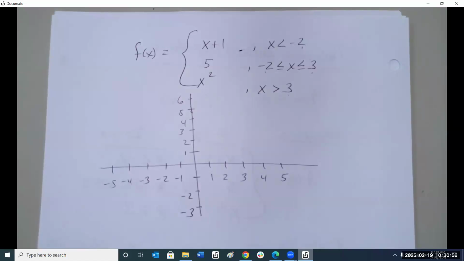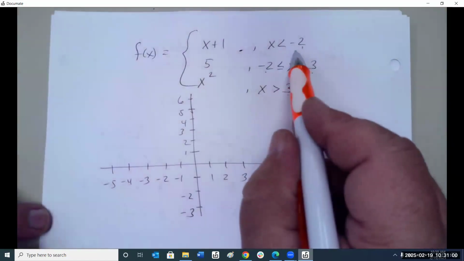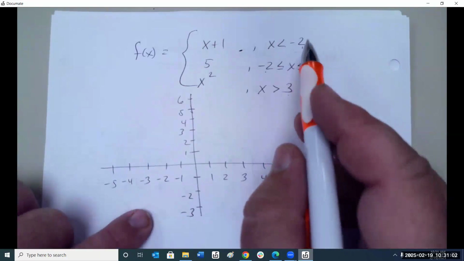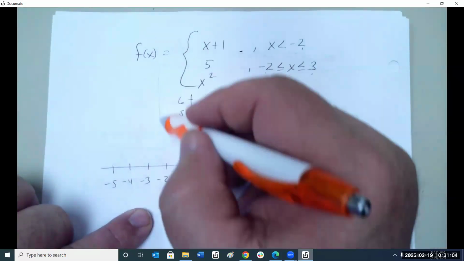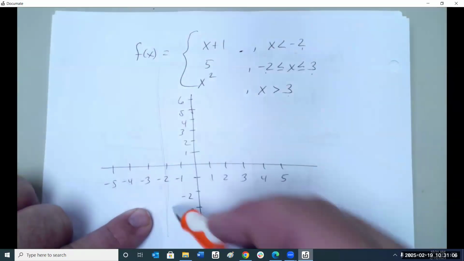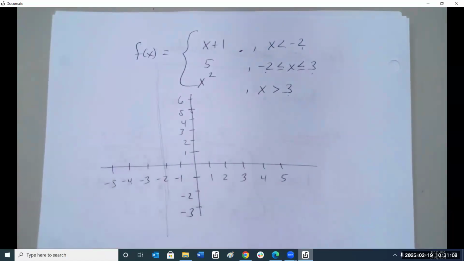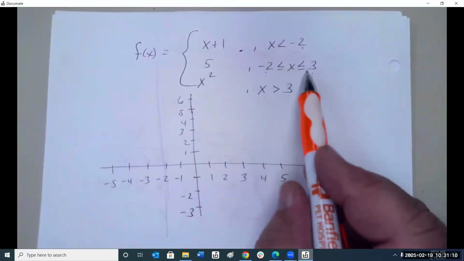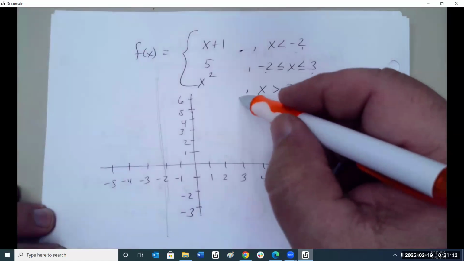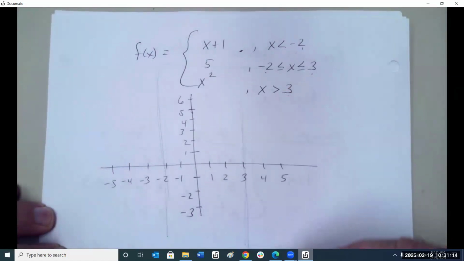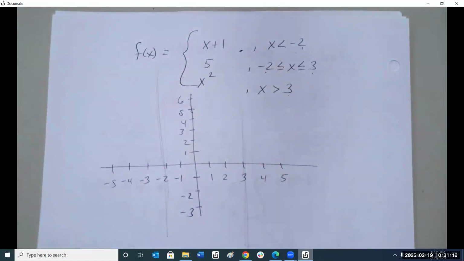How many pieces are there to this function? 3. The first piece goes from negative infinity to -2. So here, up until here, I have my first graph. Then my second piece is from -2 to 3. So here's my second piece of my graph. And then for that, we take this function and draw all 3 pieces.